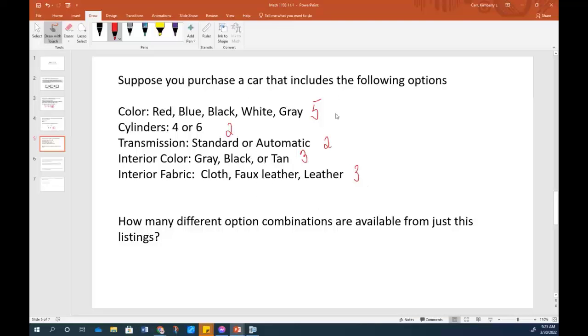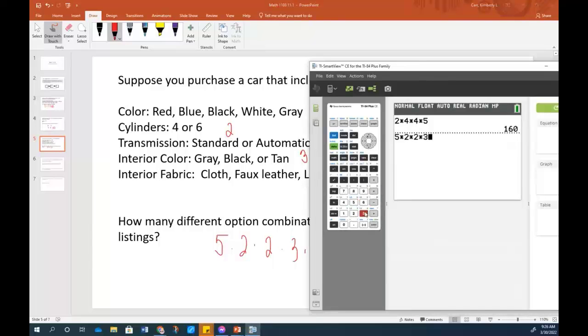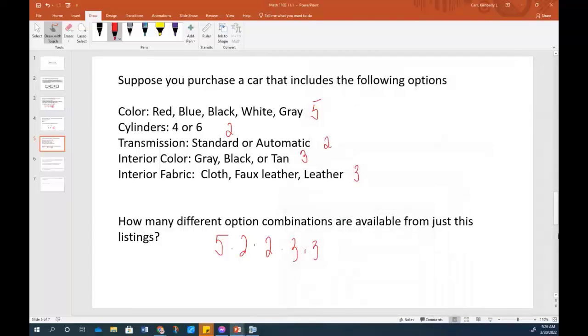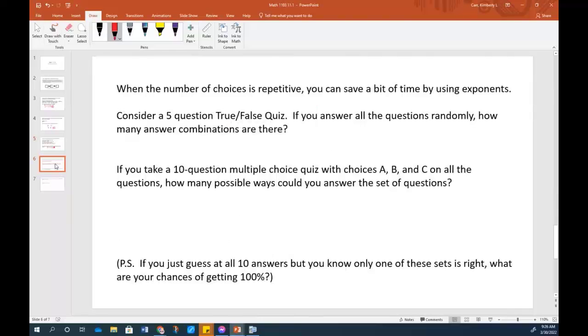Now I recognize that's not nearly all the different options, so that's why this says how many different option combinations are available from just this listing. So we have 5 times 2 times 2 times 3 times 3. That's 180 different options. And we haven't even begun to really deal with the car yet on so many levels. So this is just a really nice principle to quickly find the number of choices you have.